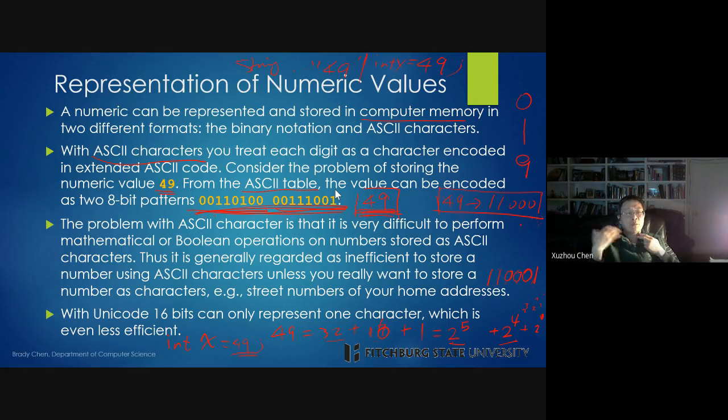Sometimes people use the ASCII code representation, but sometimes you use the binary representation. It depends on how you're going to use these numbers. But if you treat it as a numeric value, definitely use the binary representation.